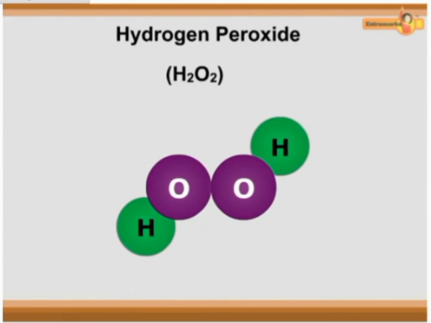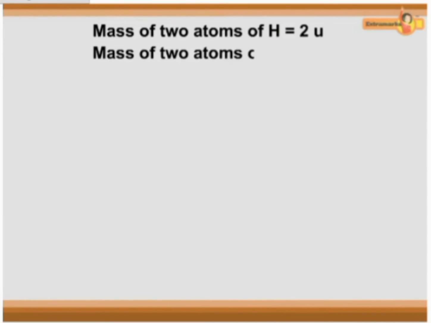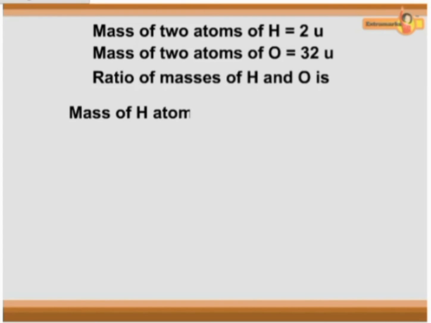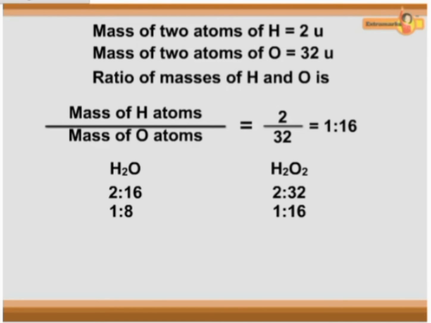Hydrogen peroxide is formed when two atoms of hydrogen combine with two atoms of oxygen. Here the mass of two atoms of hydrogen is 2 U and the mass of two atoms of oxygen is 32 U. The ratio of masses of hydrogen and oxygen is mass of hydrogen atoms upon mass of oxygen atoms, that is equal to 2 upon 32, that is 1:16. In case of a water molecule, the ratio of hydrogen to oxygen is 1:8, while in hydrogen peroxide, this ratio is 1:16.